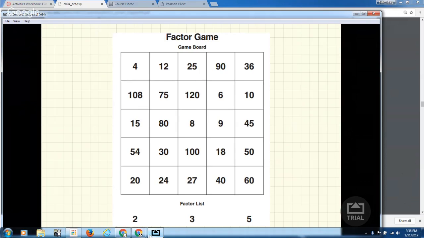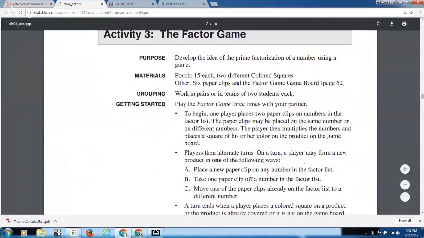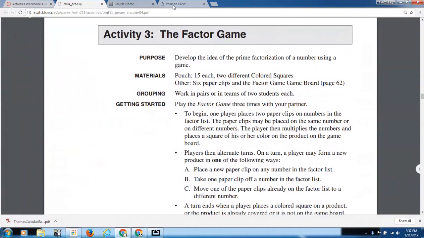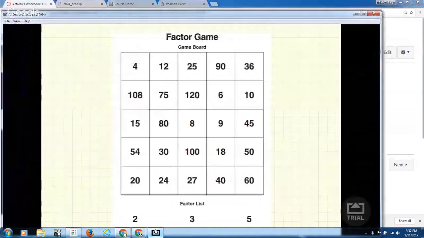So, for example, I might go first, and I would throw a paper clip down. Let's see, what do the rules say for starting? One player places 2 paper clips down. Okay. And then each additional turn, you either do A, B, or C: put down a new paper clip, pick up a paper clip, or move a paper clip. And you go back and forth. So where did that go? There it is. All right.